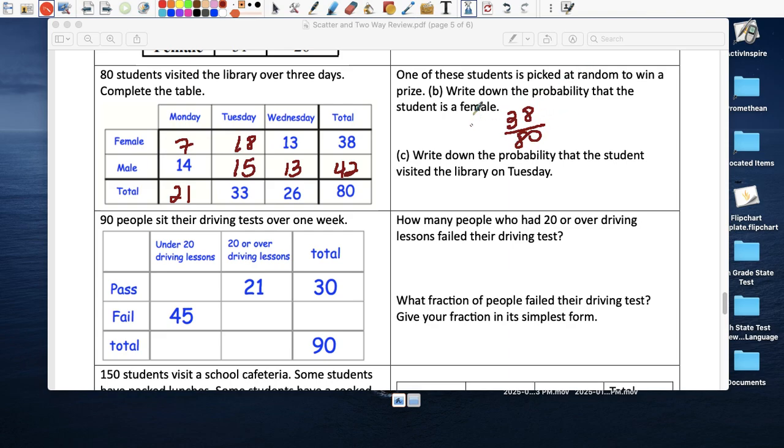38 out of 80. Write down the probability that the student visited the library on Tuesday. How many people visit the library on Tuesday? There were a total of 33. So 33 out of 80 again. Okay.